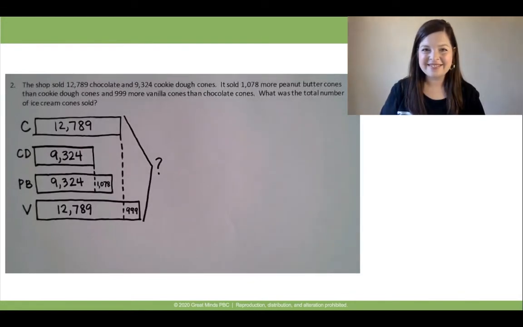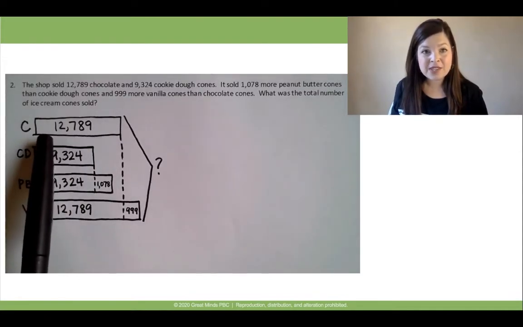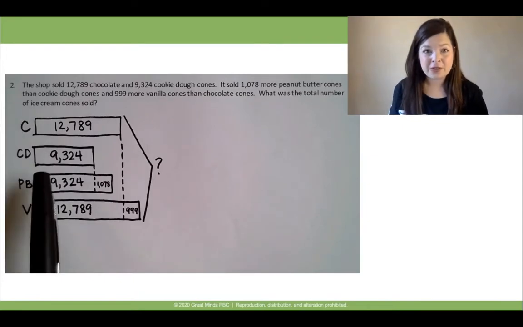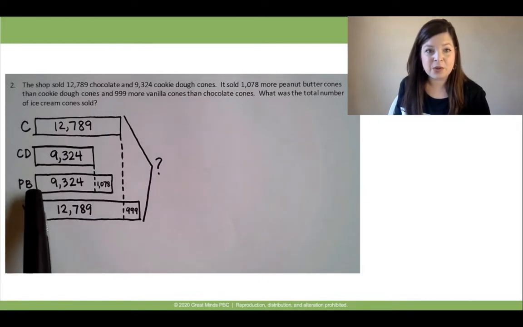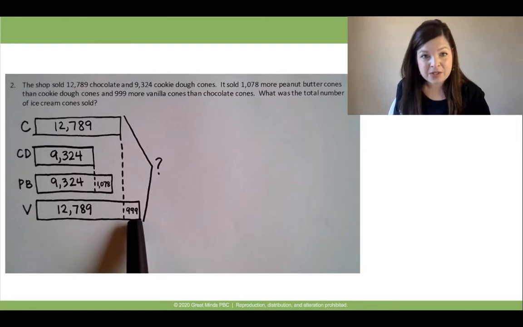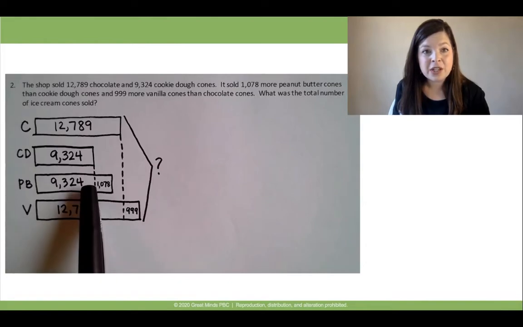Welcome back. Here's the tape diagram I drew. How does it compare with what you drew? Now, what can we tell by looking at our tape diagram? By looking at our tape diagram, we can tell that we know the total amount of chocolate cones that were sold, and we know the total amount of cookie dough cones that were sold. We don't know the total amount of peanut butter cones that were sold or the total amount of vanilla cones that were sold. But we can tell that the peanut butter cones are being compared to the cookie dough cones.